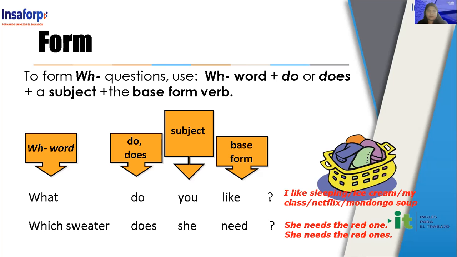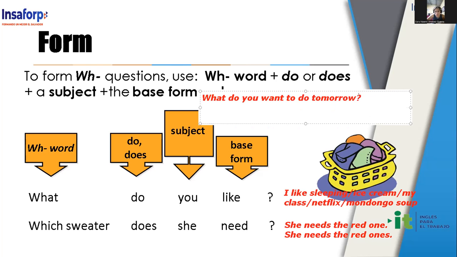So let's write some more examples. Vamos a escribir otros ejemplos. What do you want to do tomorrow? So what do you want to do tomorrow, guys? ¿Qué quieren hacer mañana? I want to rest. What else? Leonel, what do you want to do tomorrow? I want to eat so much.